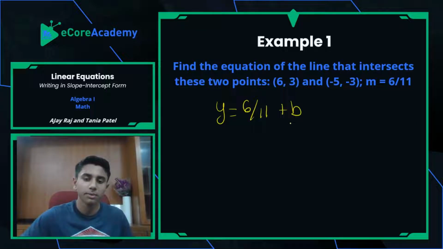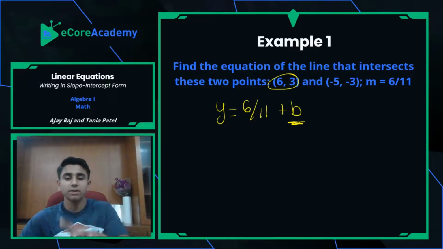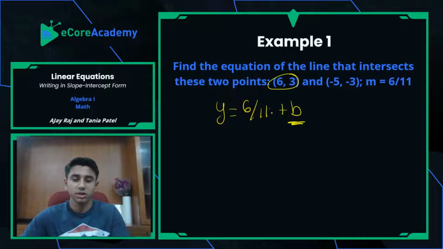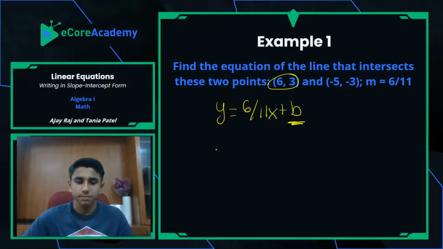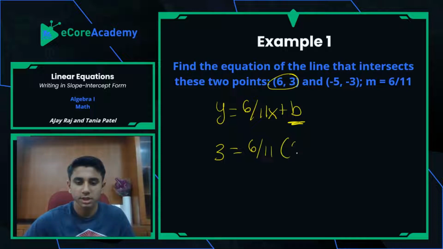Now the only thing that we're missing is our b. But since we're also given coordinate pairs on the actual line, let's choose one of these coordinate pairs. Let's take 6, 3, for example. Let's plug this back into this equation, and then we can solve for b, our y-intercept. Just add in the x. Okay, so let's put in: 3 equals 6/11 times 6 plus b.